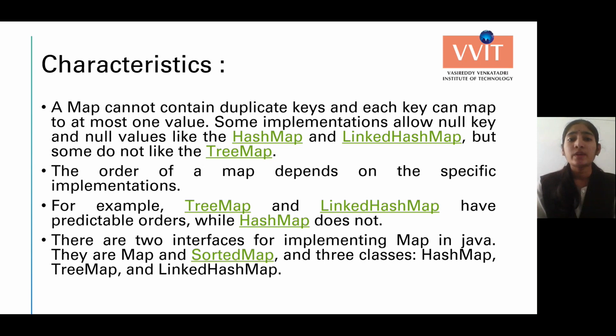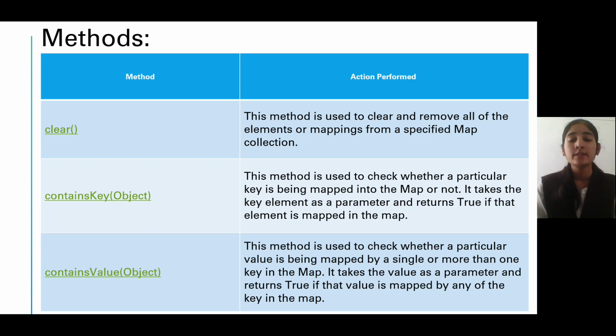There are two interfaces for implementing map in Java. They are map and sorted map, and three classes: hash map, tree map, linked hash map. Today, we'll discuss about hash map. First, before that, see the methods in map interface which will be useful for us. These are some commonly used methods.